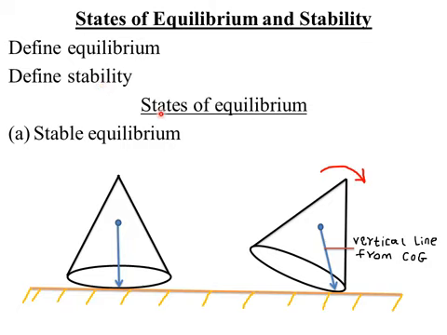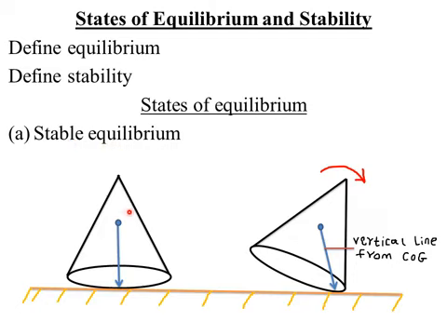Now there are 3 states of equilibrium. One, we have what we call stable equilibrium. Two, we have unstable equilibrium, and lastly we have neutral equilibrium. So let's discuss these 3 states of equilibrium, and let's start with the stable equilibrium.